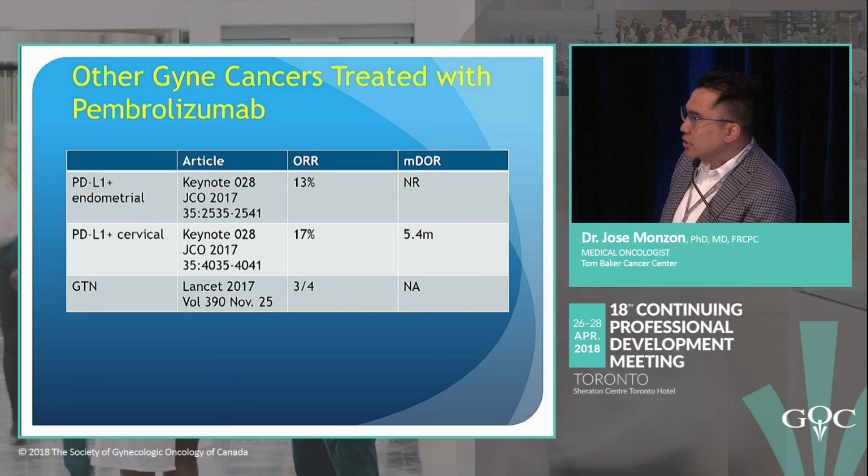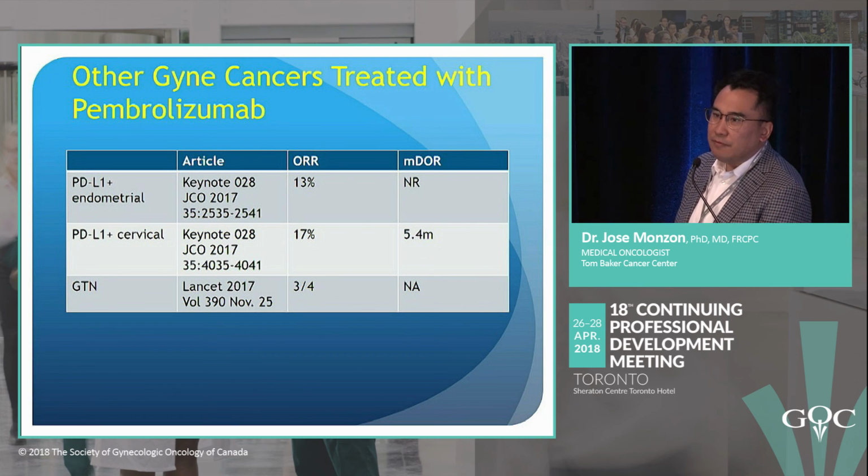Now, I just mentioned this because it was published in the Lancet: GTN, or trophoblastic neoplasms. They had a case series of 4 patients that were treated, and 3 of the 4 people were refractory to chemotherapy. This is typically a very chemo-sensitive disease, but in those that were refractory to chemotherapy, 3 of 4 people actually had a response.